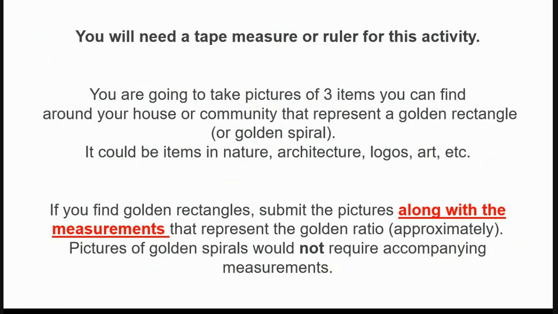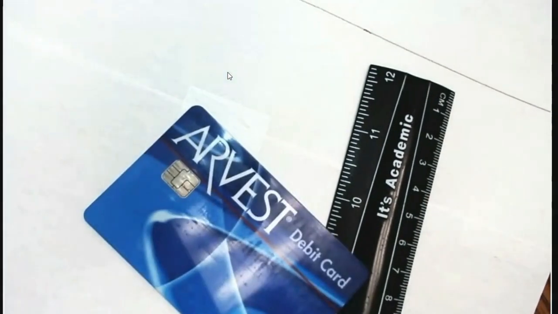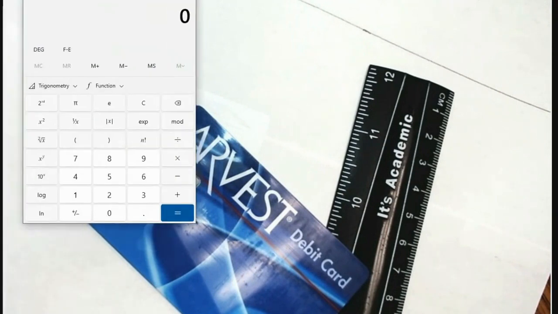Now, I want to show you something. Advertisers understand the golden ratio. Advertisers understand this. Put this ruler here. Advertisers know this. Let me look at this. Here's my debit card. All right. And I'm going to pull up a calculator. All right. So here's our calculator.